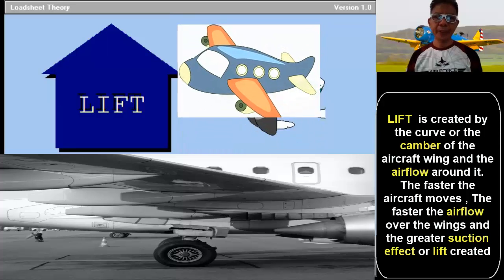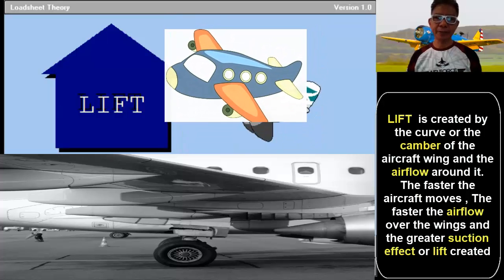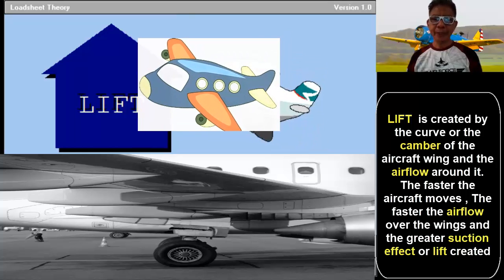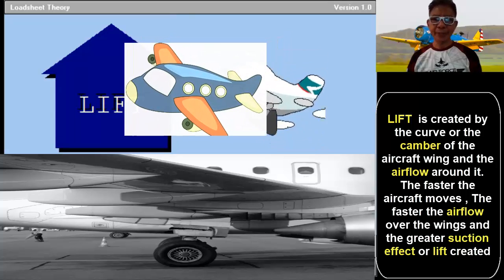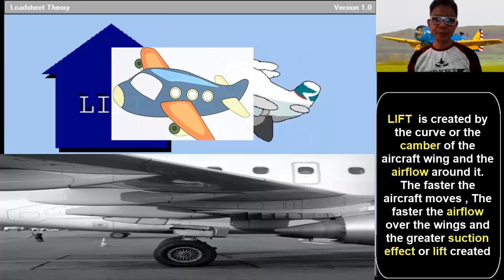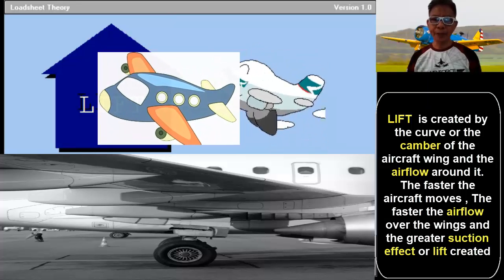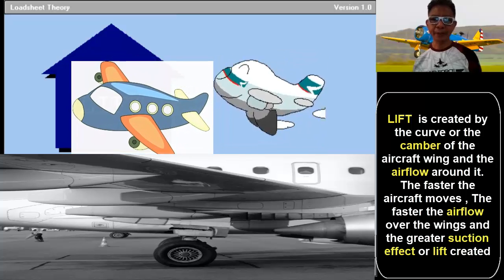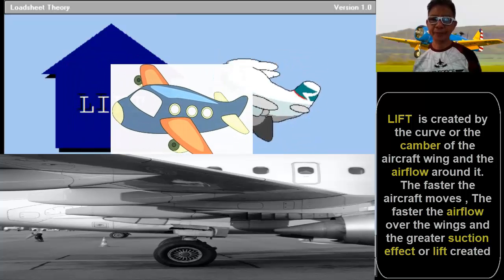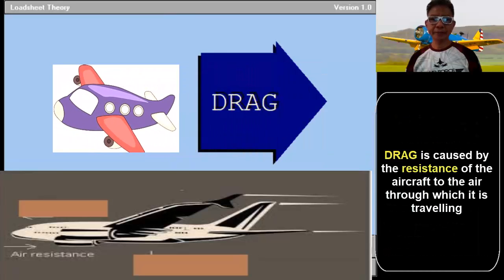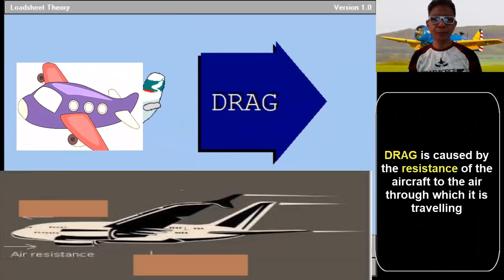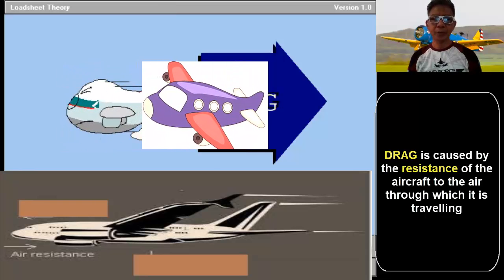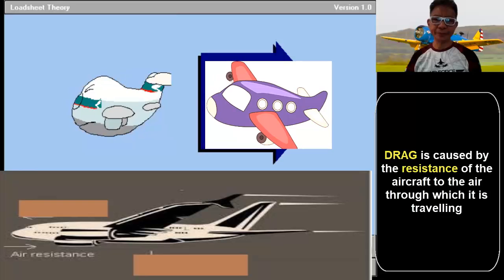Lift is created by the curve or camber of the aircraft wing and the airflow around it. The faster the aircraft moves, the faster the airflow over the wings and the greater the suction effect or lift created. And drag. Drag is caused by the resistance of the aircraft to the air through which it is traveling.